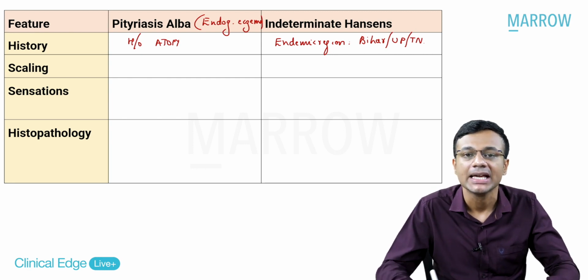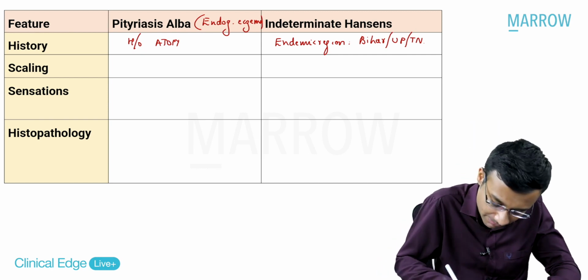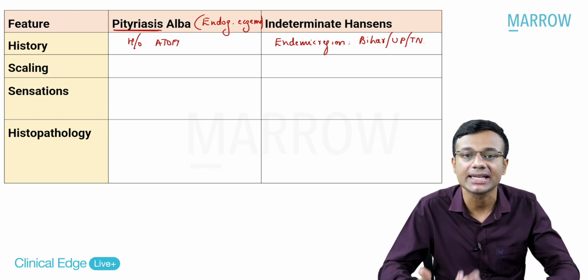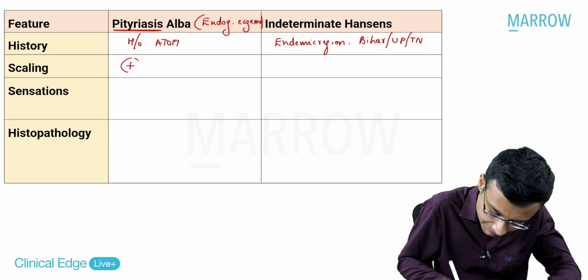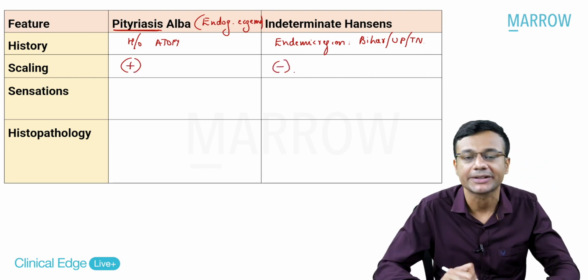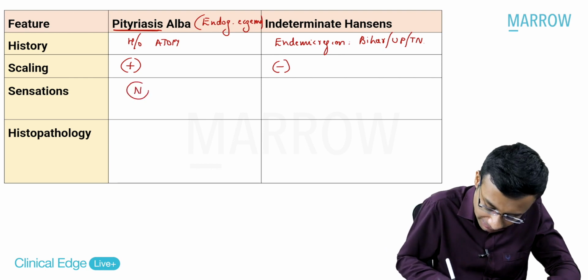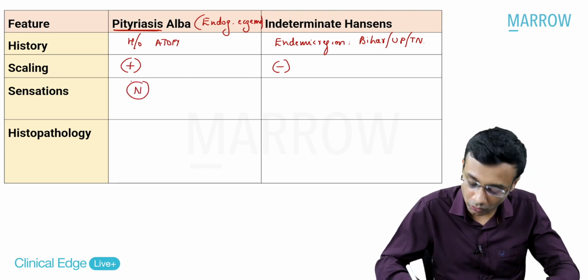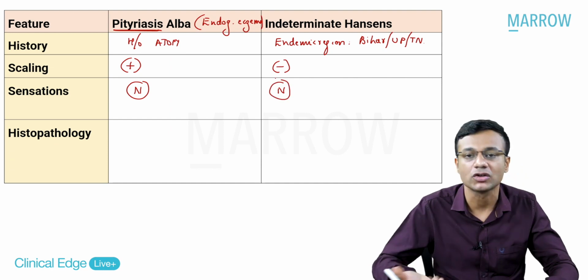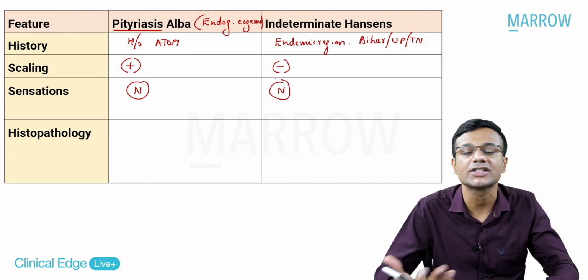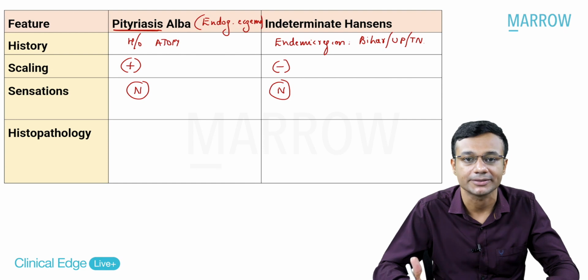Bihar, UP, Tamil Nadu will be given in the question because it is seen in indeterminate Hansen's. Next important point is scaling. Please remember, pityriasis means scaling. So here scaling is present. In leprosy, scaling is absent. Next, let's talk about sensation. Sensations are normal in P. alba. Please remember, in indeterminate also the sensation is normal because it represents the early stage of leprosy. Sensation is not lost here.